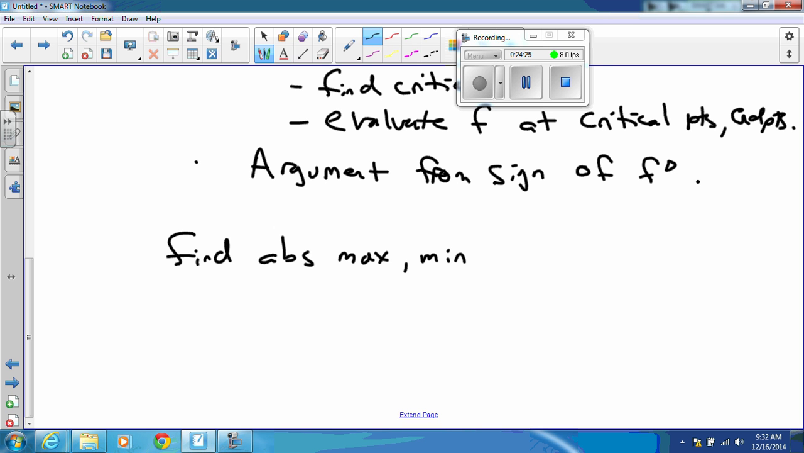And here's a good little model problem. Find the absolute max and min of f of x equals x squared on -2 to 2. At this time, I would like for you guys to solve this problem. You already know the answer probably, and it will give you a chance to practice using both of those arguments. Go.